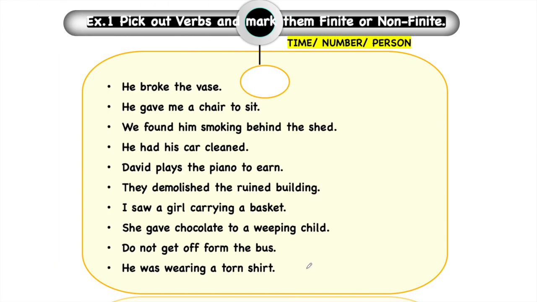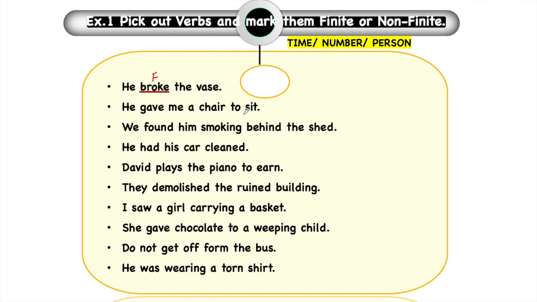In this exercise, we have to pick out the verbs and mark them finite or non-finite. And now you can pick them out in seconds. Broke is a finite verb because it changes according to the tense. He breaks the vase. So we will check with any one category as per our choice. Now we are changing the tense. He breaks the vase. It means it is changing.